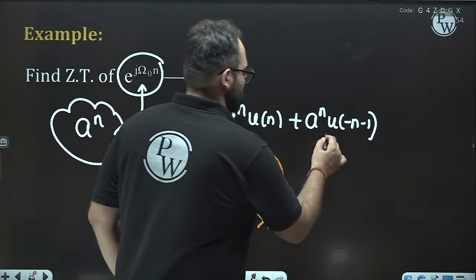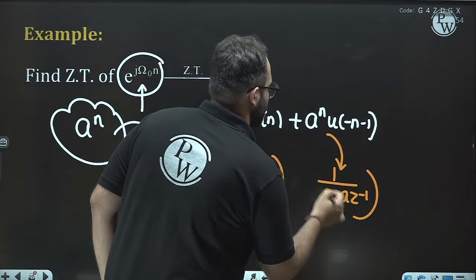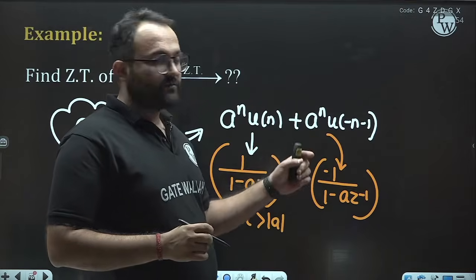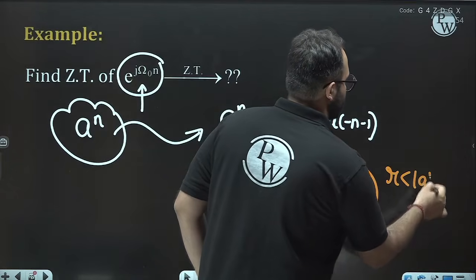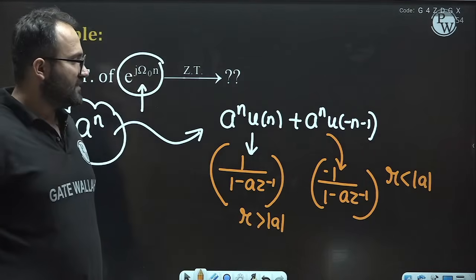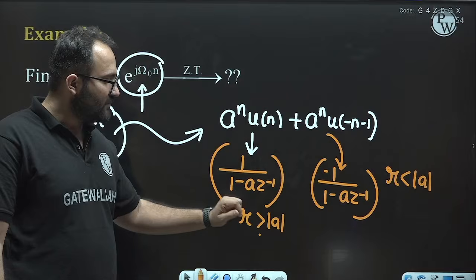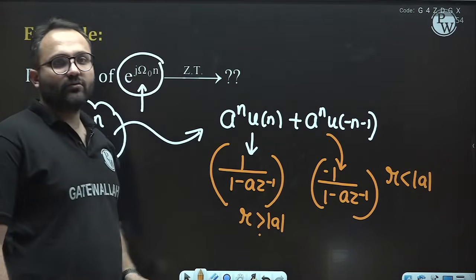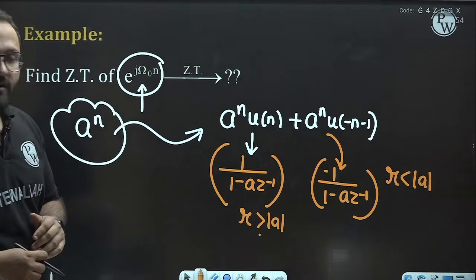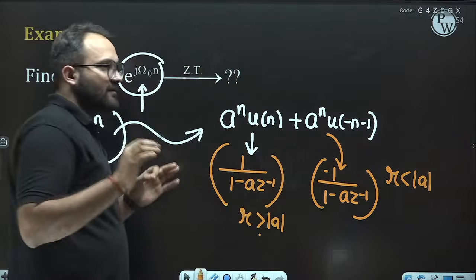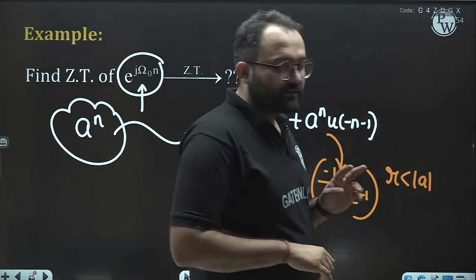The second one is 1 upon 1 minus a Z inverse with a minus sign, but here the ROC, since it's a left sided signal, will be R less than mod of a. So here we can see that the ROC is not common, there is no common region. One requires R greater than mod of a, the other R less than mod of a. So there is no common region where the Z transform exists. So the Z transform does not exist for this kind of signal.